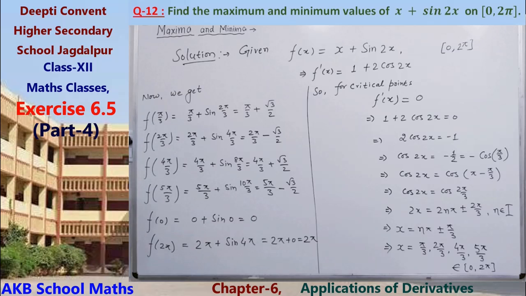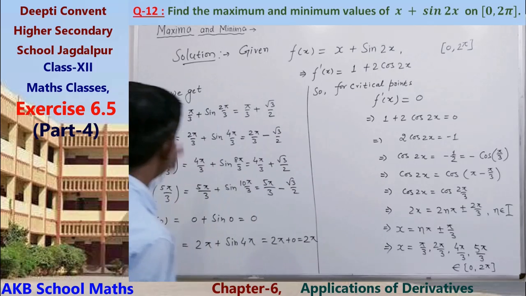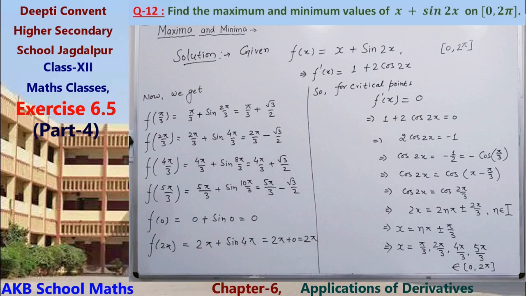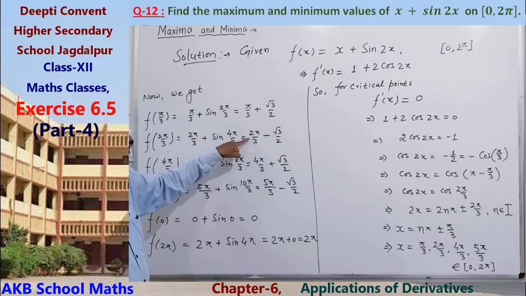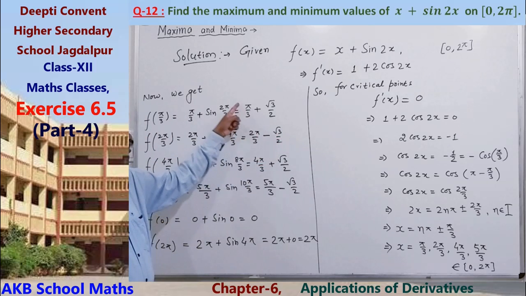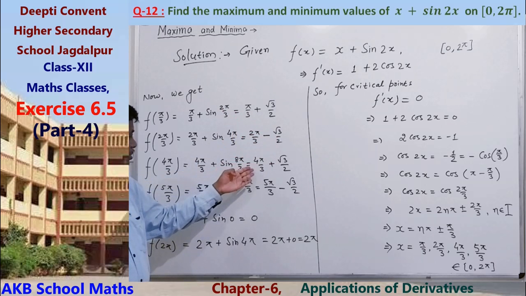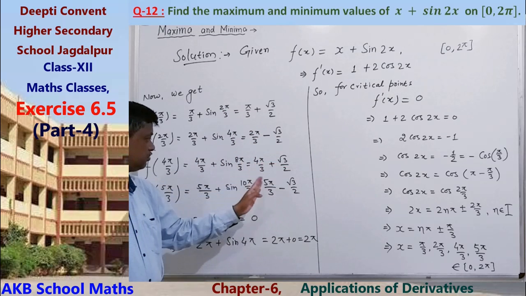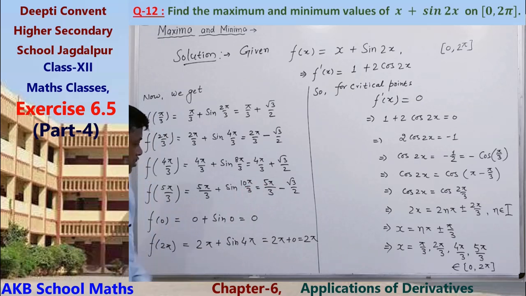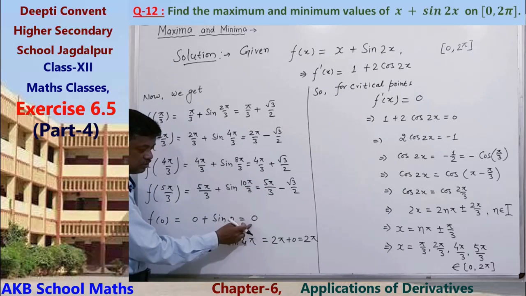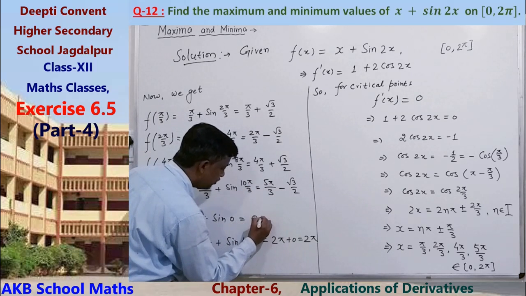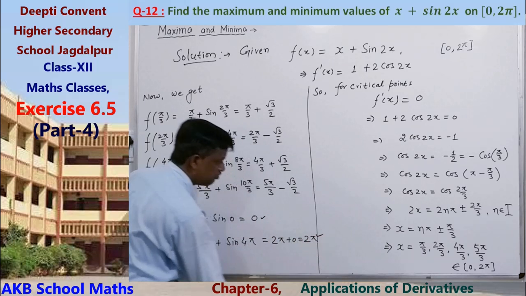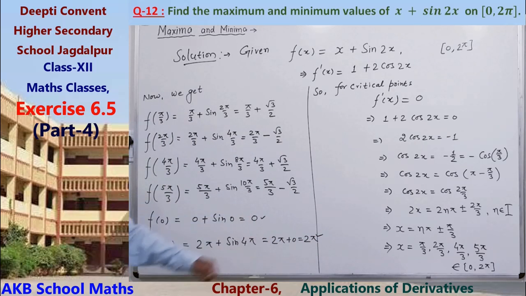So from here it is clear that from all these values, the greater value is 2π, because π/3 and 2π/3 also give something minus, π/3 plus 4π/3 means plus something, 5π/3 plus something, also negative value. So here 0, here 2π. This is the minimum value, this is the maximum value.